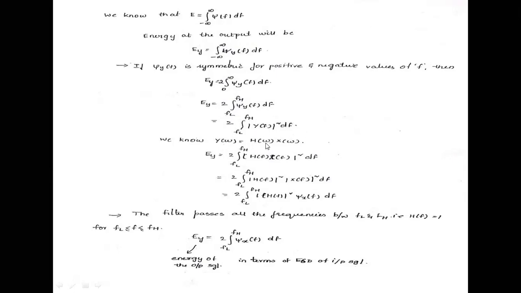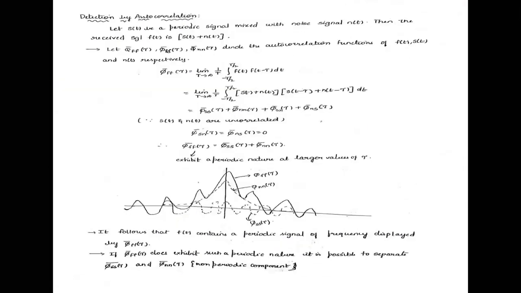And y of f is, in terms of the system transfer function, h of f and x of f. What is the system transfer function in this range? The value is 1. So Ey is equal to 2 into the integral from FL to FH of psi x of f into df, in terms of the energy spectral density of the input signal. You can take the low pass filter. And the relation between correlation and convolution, again we got the same thing, but related to noise, we can see the noise free in the correlation function.